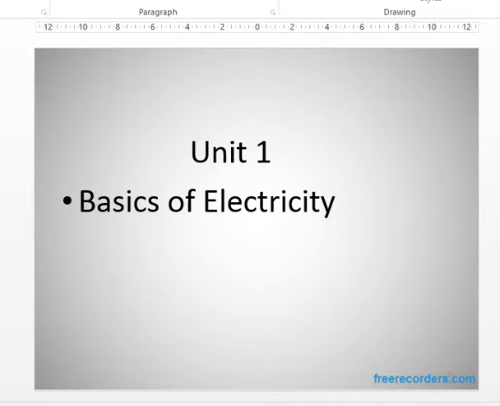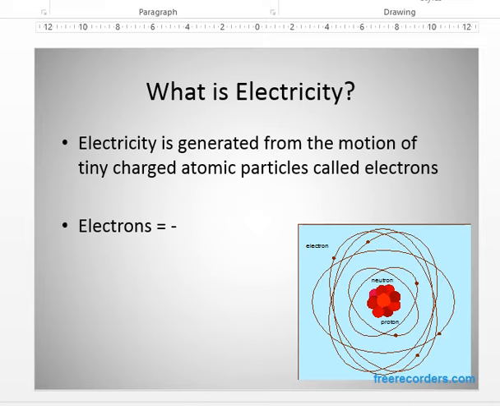Let us learn basics of electricity. What we learn in unit 1 is called electricity. Electricity is generated from the motion of tiny charged particles which are called electrons. Electrons are in the outer orbit of the atomic structure.